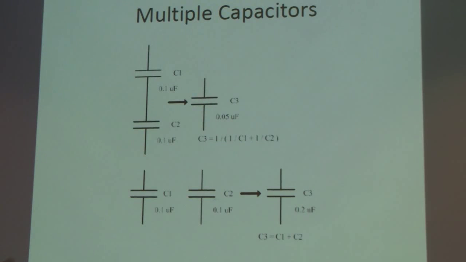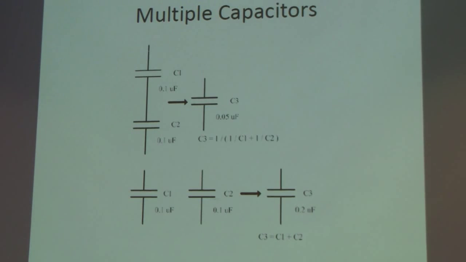So, multiple capacitors. This is just like resistors, but in reverse. If I add capacitors in series, the upper picture, then the resulting capacitance is reduced, because series capacitors are added as reciprocals. If I put capacitors in parallel, in the bottom, they just add. C3 is C1 plus C2. So this is the reverse of the resistors.